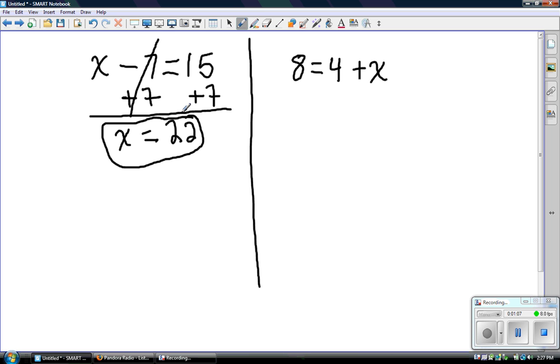Now some of you might have been able to figure that one out in your head just by looking at it, which is great. But the main thing we want to focus on is knowing that algebraic process. Alright, what I'd like you to do is try the second equation now. Just press pause and give it a shot on your own.